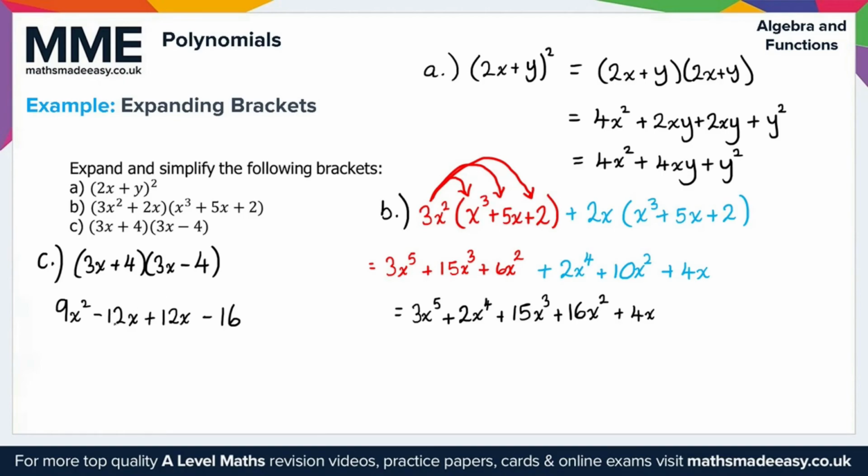And like we just previously said, the middle terms simply cancel. Minus 12x plus 12x equals 0. And what that leaves us with then is 9x squared minus 16. And like we just said, that's a difference of two squares for part C. And that gives us the solution for A, B, and C.